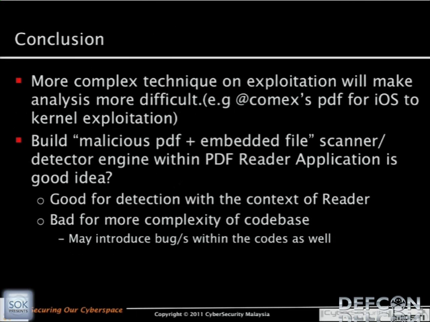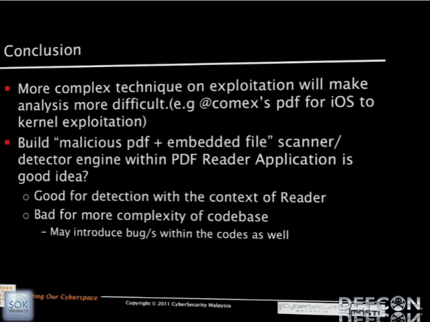And of course, a malicious PDF scanner or detector engine embedded within the reader application itself is a good idea, because you have the context within the PDF reader, okay? But for some reason, I think it's also a bad idea. If you add another engine on top of it, you add complexity to the code base, which also means bugs within the engine itself. It would be embarrassing to have the scanner code for malicious stuff also be vulnerable to bugs, all right? So pretty much that's the conclusion.